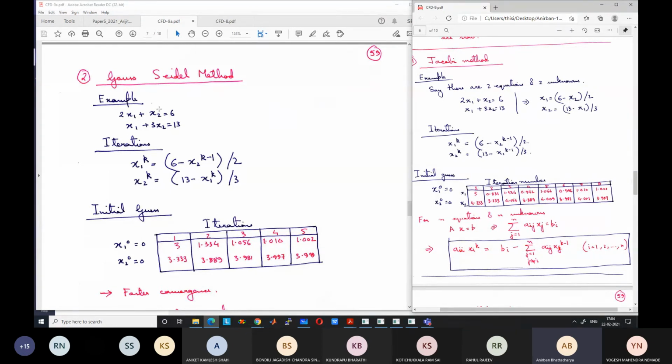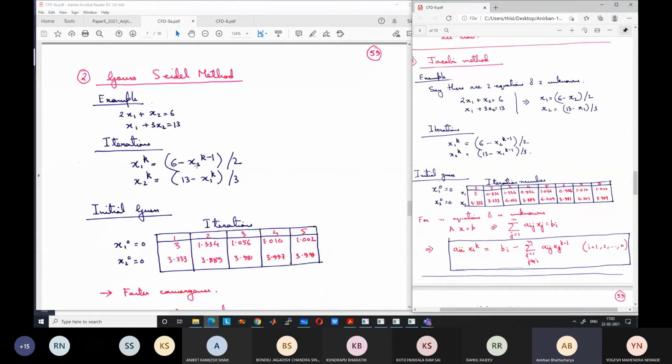But instead of taking the old iteration value for both the equations, we will take the latest value available to us, not the old iteration value. What is the difference between the latest value and the old iteration value? For some cases, we will know the new iteration value also. For example, I can write this equation as x1(k) equal to (6 minus x2(k minus 1)) by 2. So I will know the previous iteration x2. By knowing the previous iteration x2, I can calculate the current iteration x1.